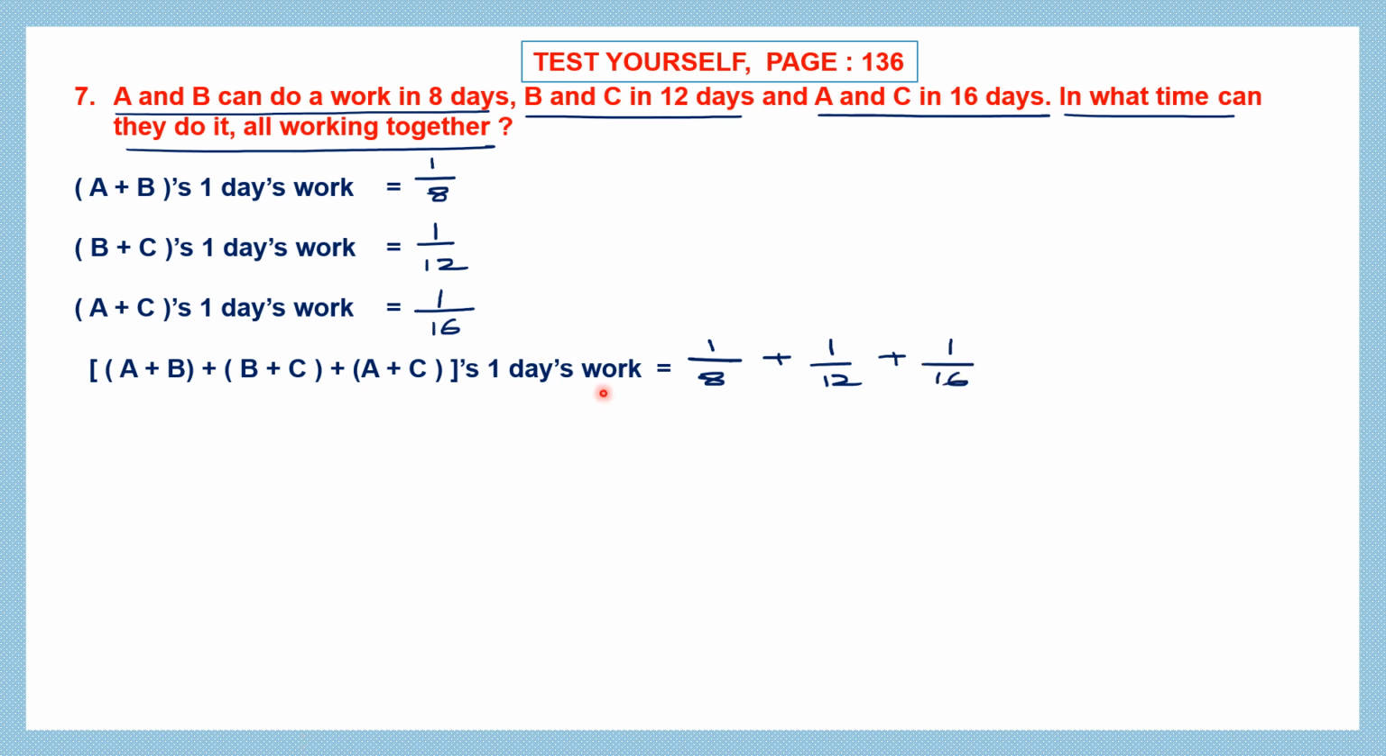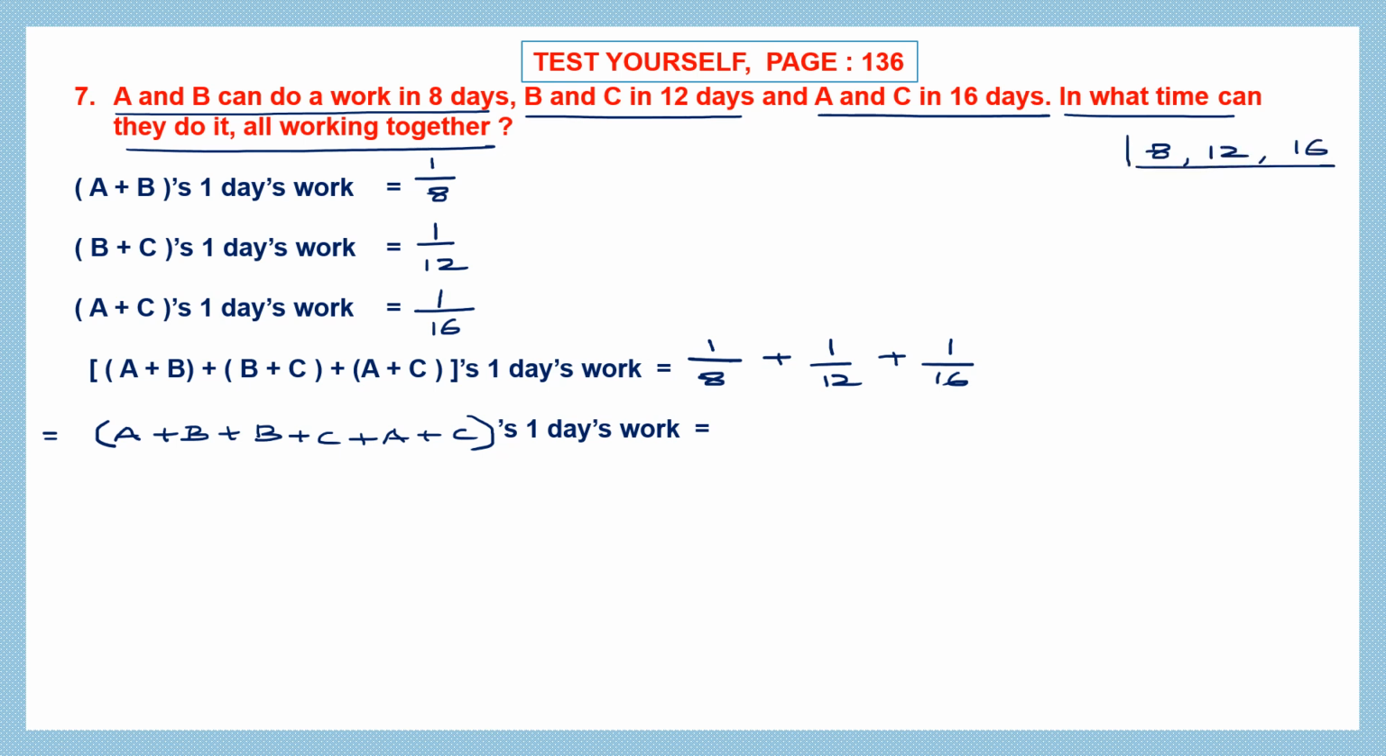Now on the left hand side, we can simplify this by removing the brackets. So let's remove the brackets here and see. Here we have A plus B plus B plus C plus C plus A, all these 1 day's work. So 1 day's work, and that we will get by adding up these. As you can see, they are fractions. Addition of fractions means we have to find the LCM of the denominators. So let's find the LCM of 8, 12 and 16.